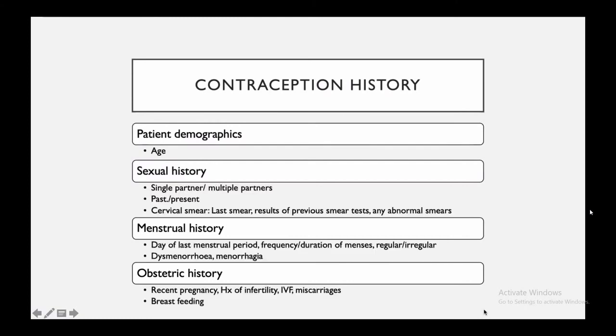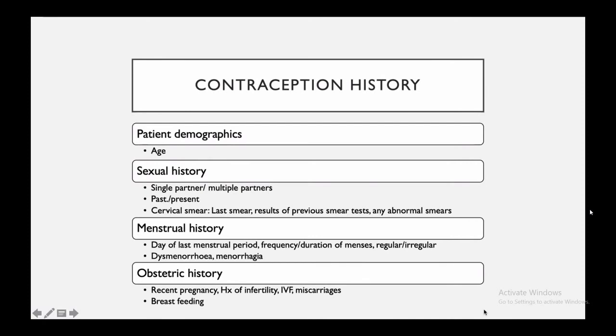So when taking a contraception history, it's important first to get the patient demographics. So you need to know the age of the patient, and I will later go on to the importance of clarifying the age of the patient. Second, it's important to get sexual history. So when taking a sexual history, it's important to ask about single partner or multiple partners, any past or present relationships, and when their last cervical smear was, the results of the smear, and if the tests were abnormal, and if the patient's on any management for the smear.